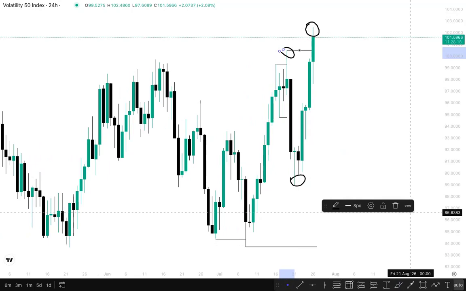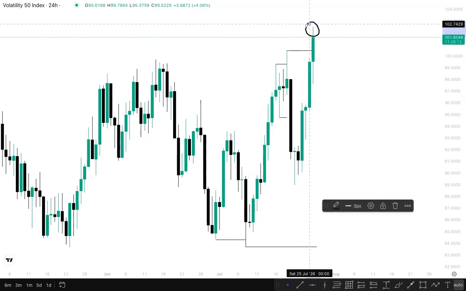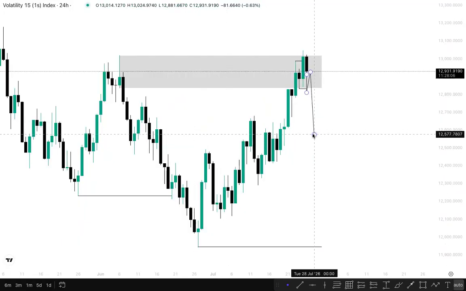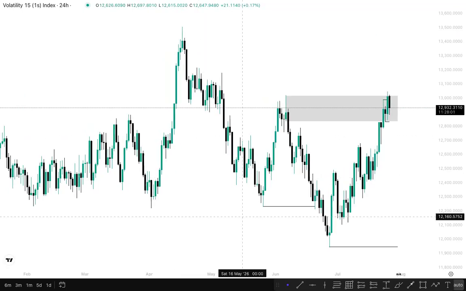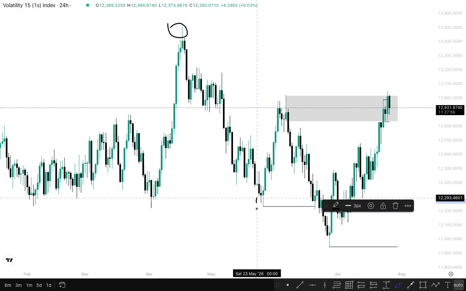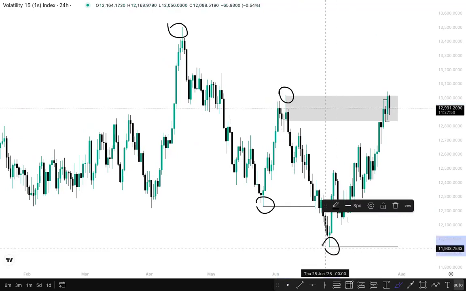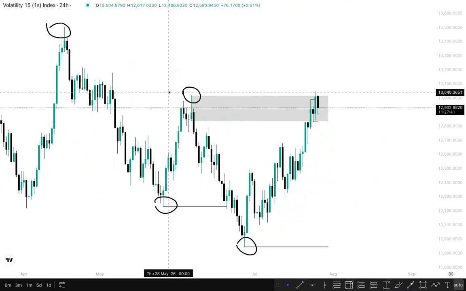So let's take a look at V15. I already dropped the chart on the group, but let's analyze it together. Here in V15, we can clearly see that we have this high here and this low here. We have the lower high and the lower low here. So price is giving us a nice delivery: higher highs and higher lows, and lower highs and lower lows.